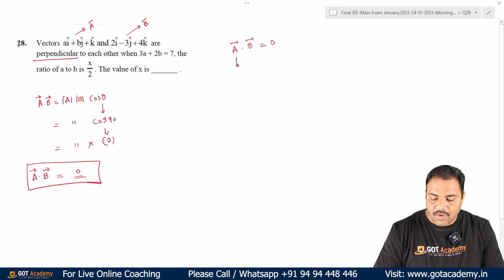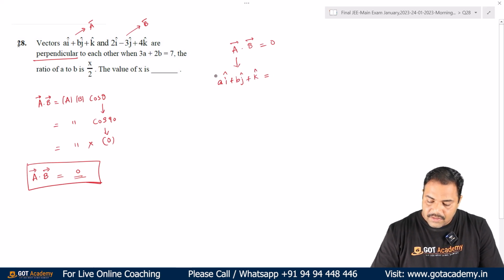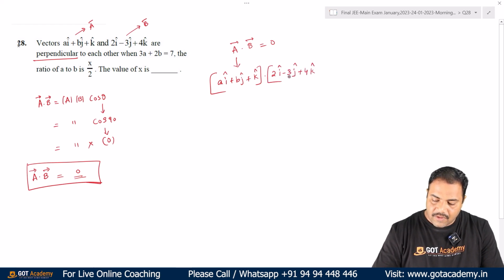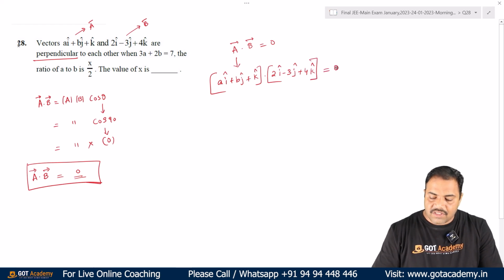Now let us substitute what is vector A. A along the x-axis, B along the y-axis, and K along the z-axis. So this is vector A. Now coming to vector B, that is 2 along the x-axis, 3 along the y-axis, 4 along the z-axis, which is equal to 0.